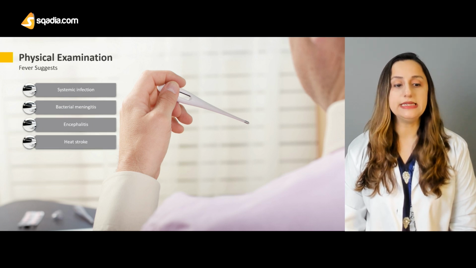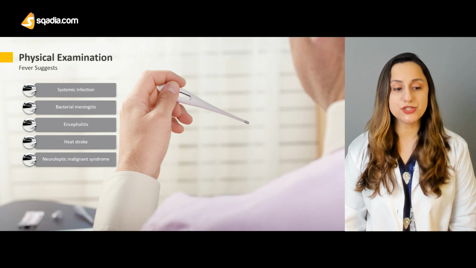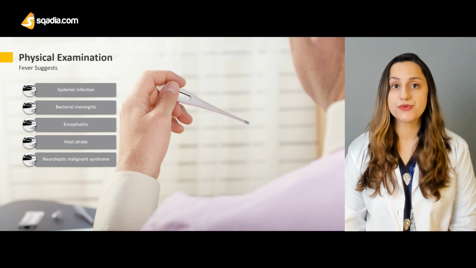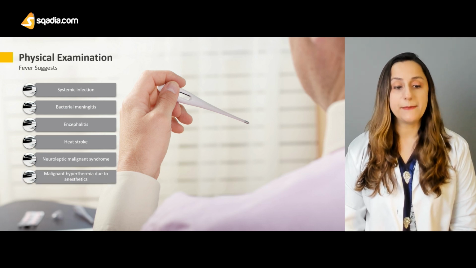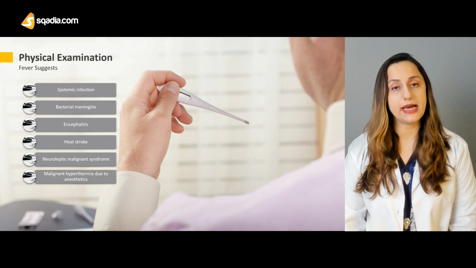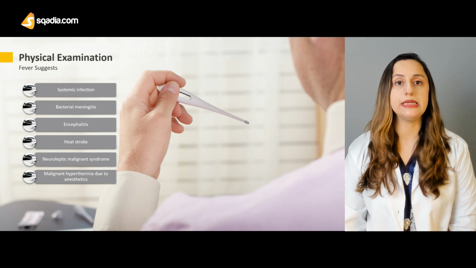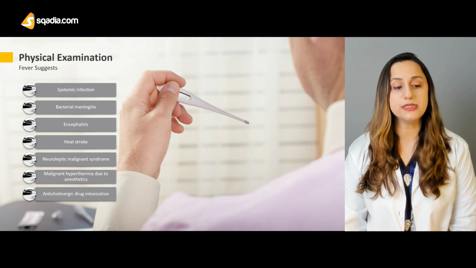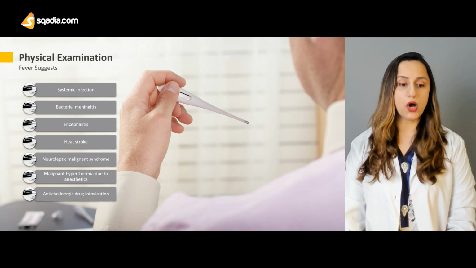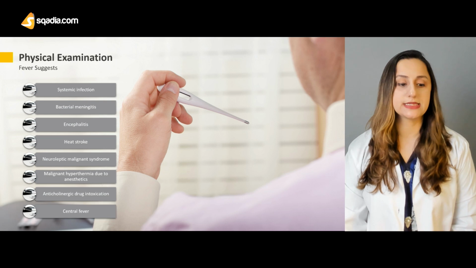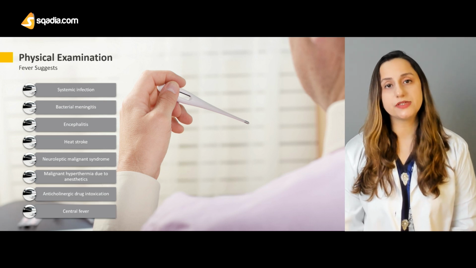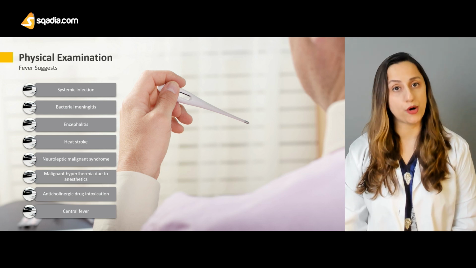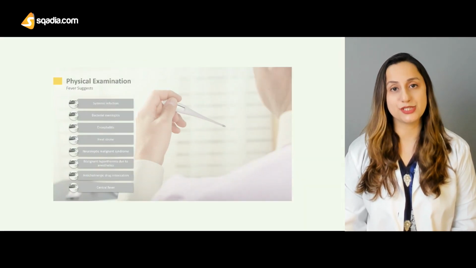Encephalitis is one of the leading causes. We can have heat stroke down the list. Neuroleptic malignant syndrome, which is related to drug use. Malignant hypothermia due to the anesthetic conditions or due to the anesthetic procedures that you usually perform for the individuals. And then we have the anticholinergic drug intoxication syndromes. Central fever is basically PUO, that is, the pyrexia of unknown origin that usually prevails in the individual.